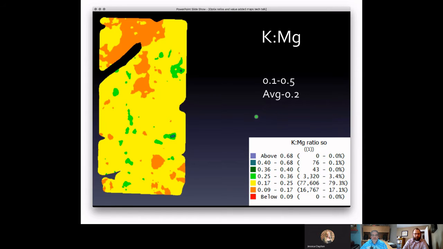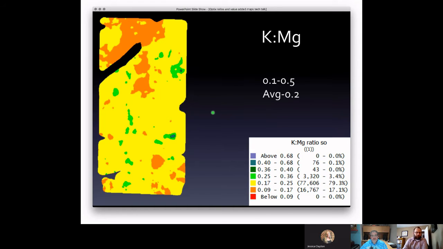So for the K to MG ratio, we want that somewhere between a 0.25 and a 0.4. This particular field's a little bit low at a 0.2, so we've got to work at our potassium to bring that up a little bit. But you can see our ranges from a 0.1 to a 0.5. As we look at variable rate applying potassium and/or magnesium on a field like this, we will tighten up these ratio differences, but also point it in the right direction.